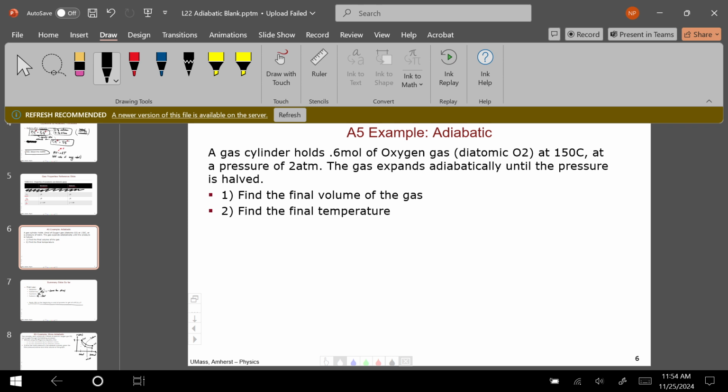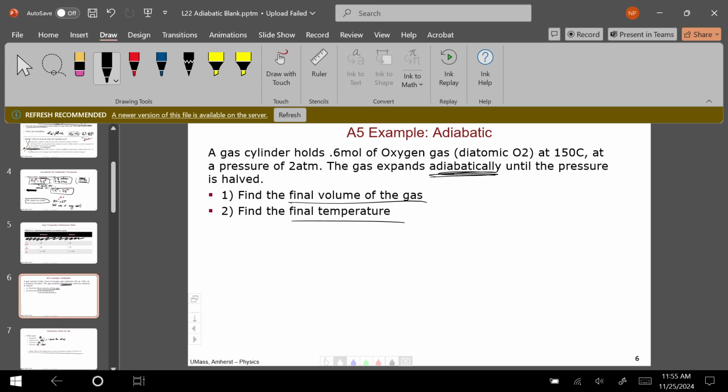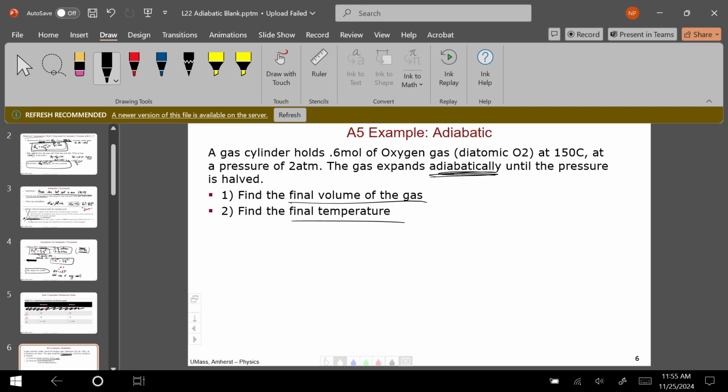Okay, so here we have the word adiabatic mentioned. Obviously, that's a red flag that you should use one of the adiabatic equations. And we are told to find the final temperature and volume of a gas during an expansion. So as a general rule of thumb, if you're explicitly asked about the heat, you want to use the first law. So let me actually scroll up and just mention this to you guys.